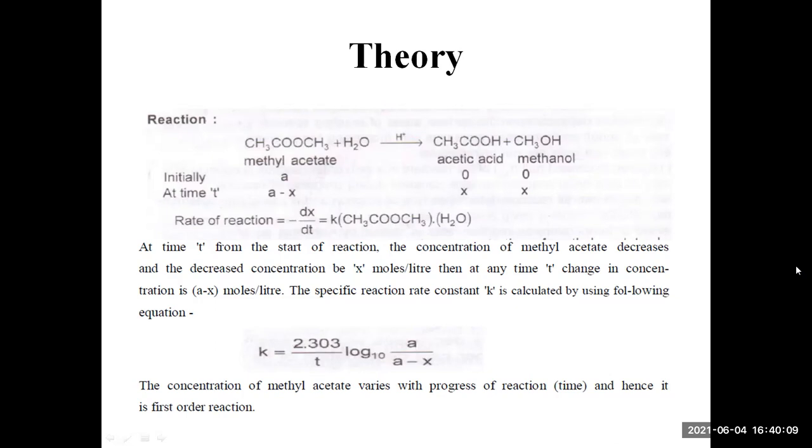The specific reaction rate constant K is calculated by using the following equation. K is equal to 2.303 upon t log 10 A upon A minus x. The concentration of methyl acetate varies with progress of reaction and hence it is a first order reaction.